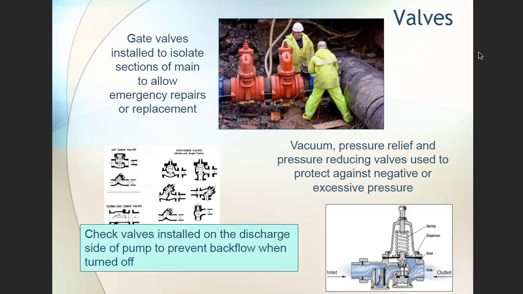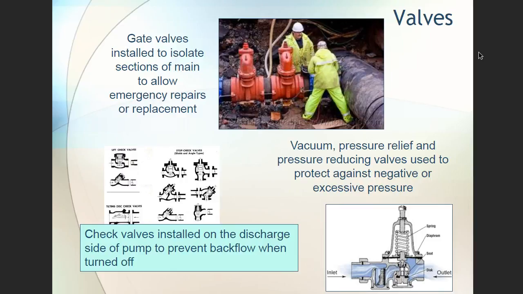So, with that being said, there's distribution specialists, and there's also a lot of pipeline companies that all they do is put pipelines in. Gas, oil, as well as water. Gate valves are installed to isolate sections of the main to allow emergency repairs or replacement. Again, gate valves are going to be your best friend in a system.